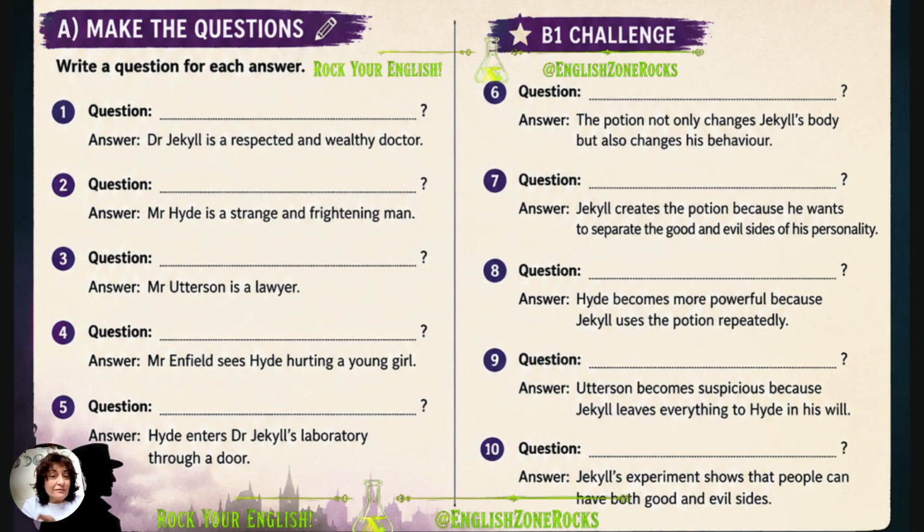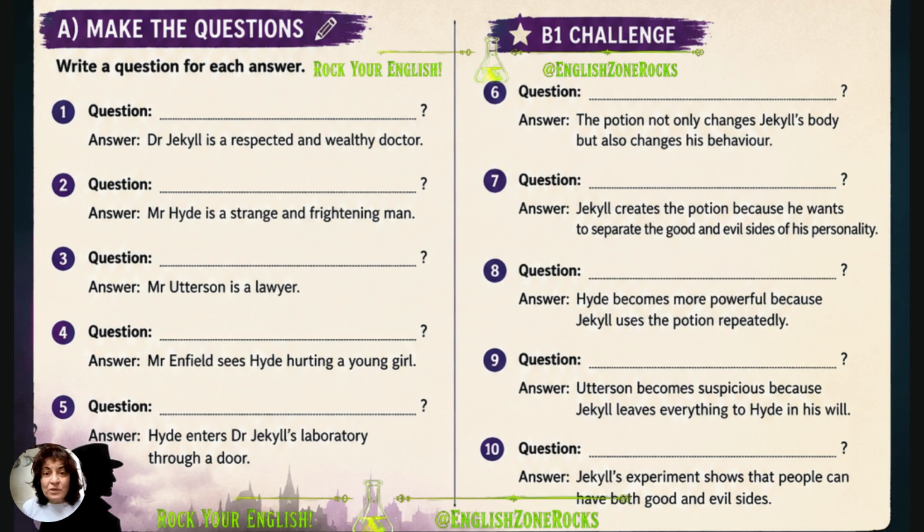Dr. Jekyll is a respected and wealthy, rich doctor. So, some ideas to come up, yes, with. Mr. Hyde is a strange and frightening man. Mr. Utterson is a lawyer. We are talking about jobs, professions. Mr. Enfield sees Hyde hurting a young girl. Hyde enters Dr. Jekyll's laboratory through a door, a mysterious door.